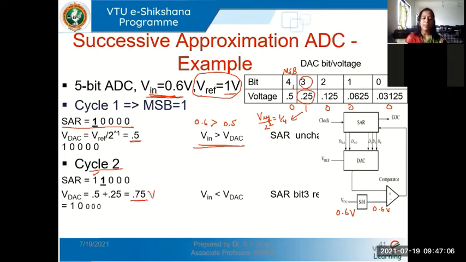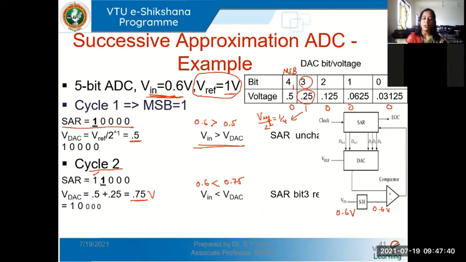So now when it is 0.75 volts, compare it. This conversion has been done by the DAC. So the DAC output voltage is 0.75 volts, whereas the input voltage was only 0.6 volts. So what happens at the output of the comparator? The output of the comparator will result in Vin being less than VDAC. So if Vin is less than VDAC, what should we do?